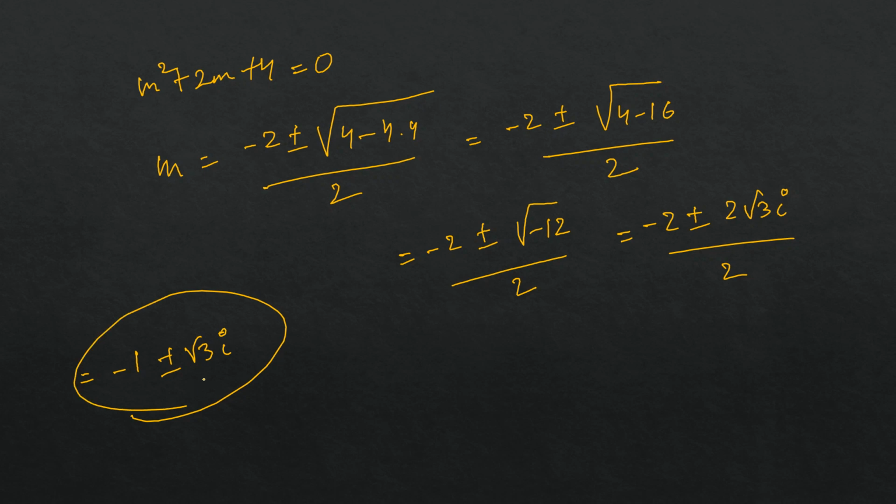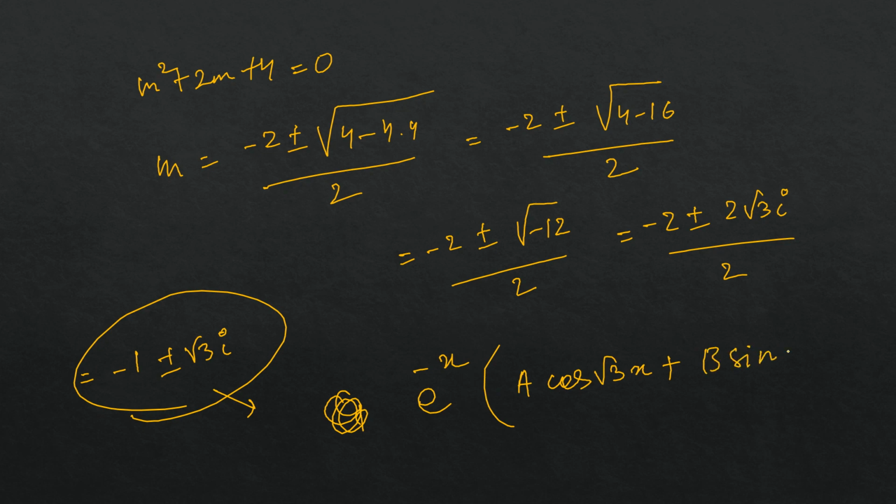How to write the solution of this? This solution is easy: e to the power alpha x, that is e to the power minus x, (a cos beta x, that is cos root 3x, plus b sin beta x, that is sin root 3x). Is that all right? Okay, that will be the way to solve this question. Yes, that's correct. The other term was c1 e to the power 2x.